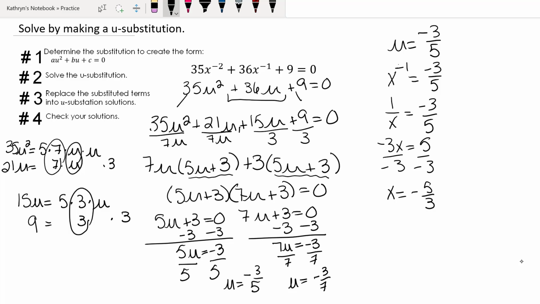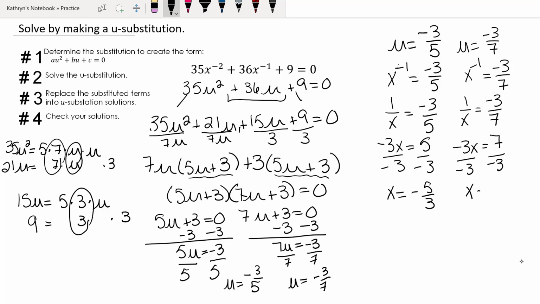Let's look at the second one. So the second one, we have u equals negative 3/7. So x to the negative 1 is what we decided u is. So that equals negative 3/7. X to the negative 1 is the same thing as 1 over x. And now we're going to cross multiply. So we have negative 3x equals 7. Divide by negative 3. So it turns out that x is negative 7/3.